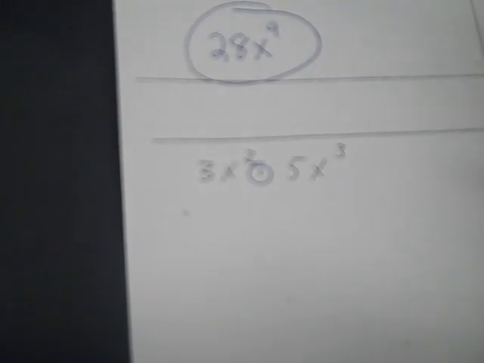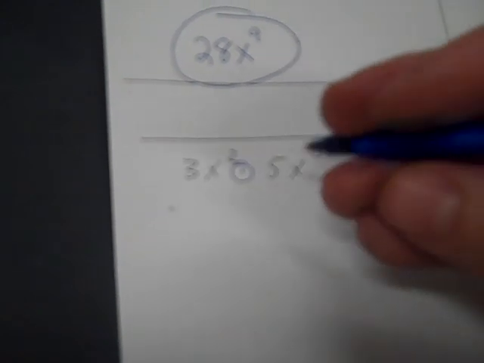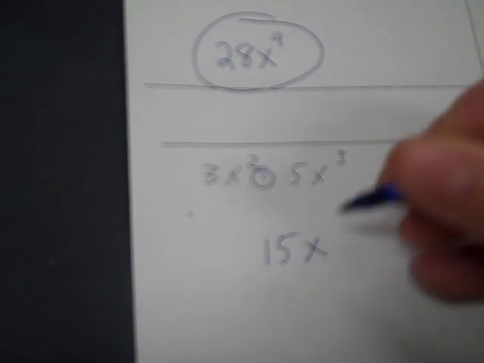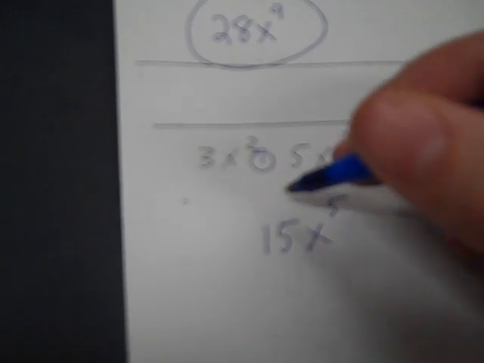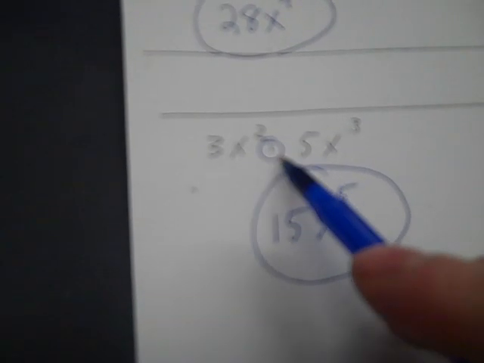Here's another times. So we're going to take 3 times 5. That's 15. For the x's, we want to add, not times the exponents. We times the large numbers, but not the exponents. 2 plus 3 is 5. So in multiplication with exponents, we add the exponents together. And I illustrated that up there.